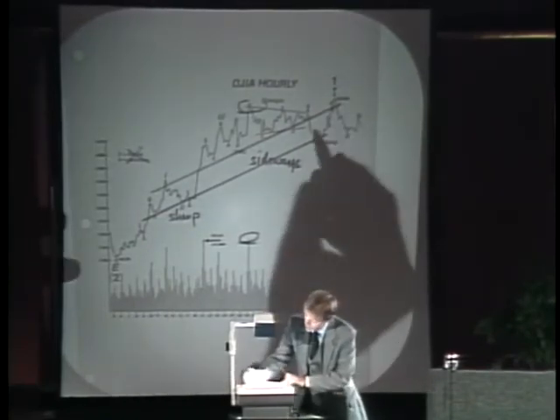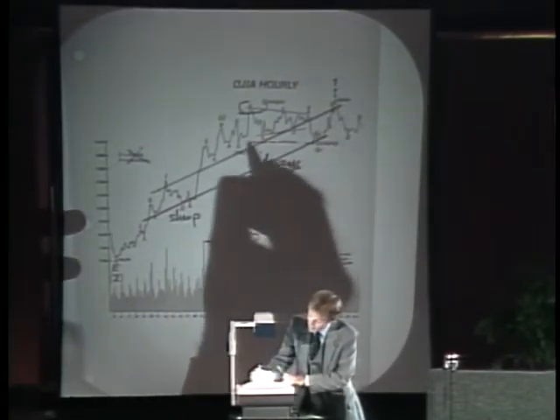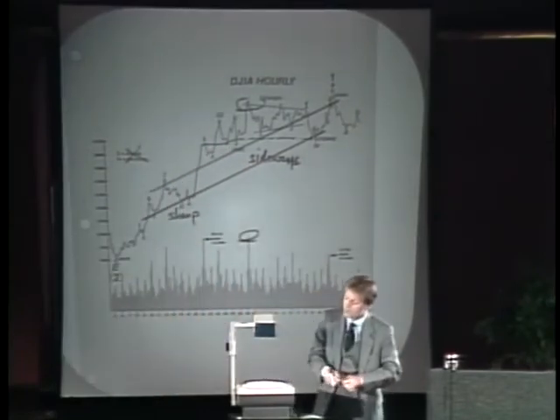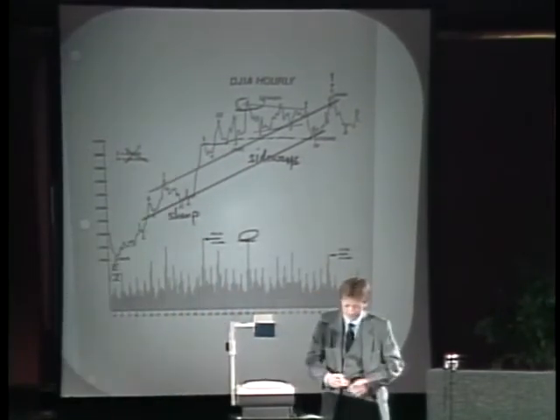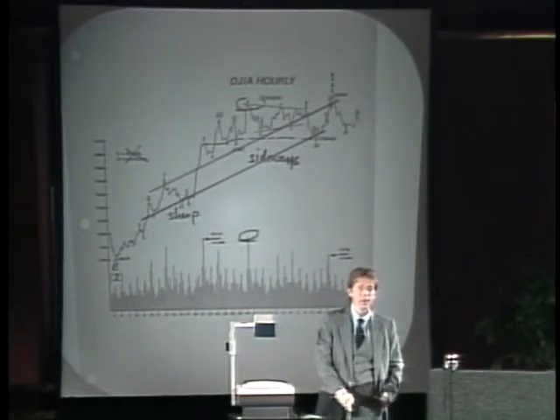I should mention this corrective pattern came back into the area of the previous fourth wave of one lesser degree. Everything that Elliott teaches us says that it's best to count that as the end of a fifth, and that was the best way to count it.